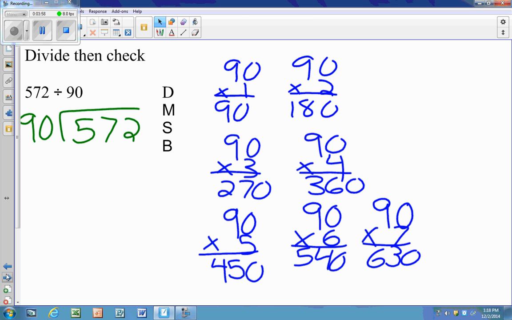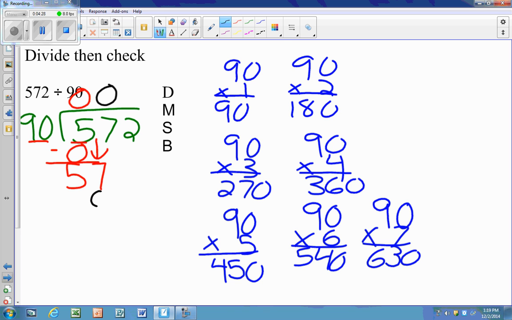So the first thing I'm going to do is ask myself, can 90 go into 5? It cannot go into 5, so I put a 0. Now I multiply. 0 times 90 is 0. And then I subtract. And I bring down the next number. Now this 57 that I just made is smaller than the 90, so I know it's okay. If the number after I subtract is bigger than the number on the outside, then I know it's wrong. So now how many times can 90 go into 57? Well, it can't. So we do this again. When I subtract again, I get my 57. So I know that it's small enough. I bring down my next number.